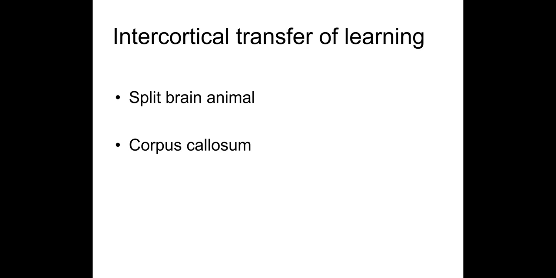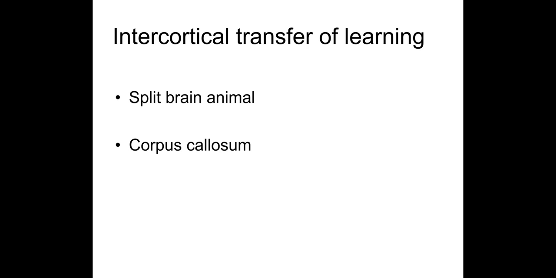So what is intercortical transfer of learning? As we see, memory and learning go together. Unless there is learning, there is nothing to store and retrieve, and that is memory. There are two studies, the split brain and the corpus callosum. If animals are conditioned to respond to a visual stimulus with one eye covered, and tested with the blindfolded eye opened, it performs the conditioned response.